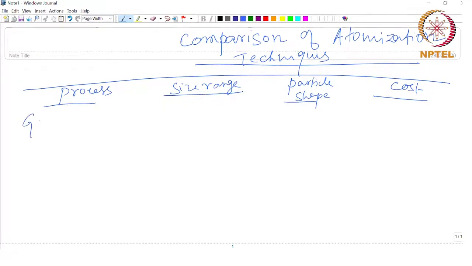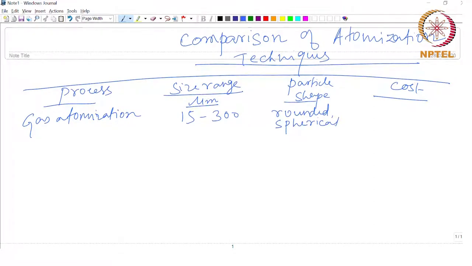So, starting with the gas atomization process, here the size range that you can get is from 15 to 300 microns. As far as the particle shape is concerned, it is rounded and also spherical. And cost is moderate.